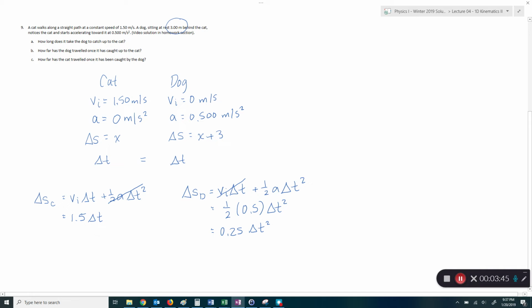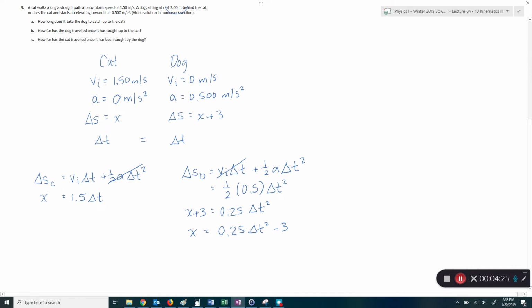So this time I can't say that the delta S of the cat is equal to the delta S of the dog, but I can say that the delta S of the cat is x, and the delta S of the dog is x plus 3. So I'm going to call this x for the cat and x plus 3 for the dog. I'm going to solve for x for both equations. So the left side, x equals 1.5 delta t. That equation's fine. I've already solved for x. Now I'm going to solve for x in the other equation. So I get 0.25 delta t squared minus 3.